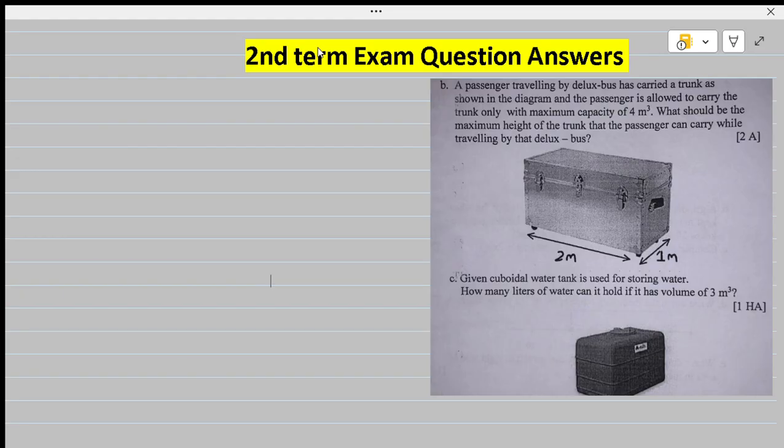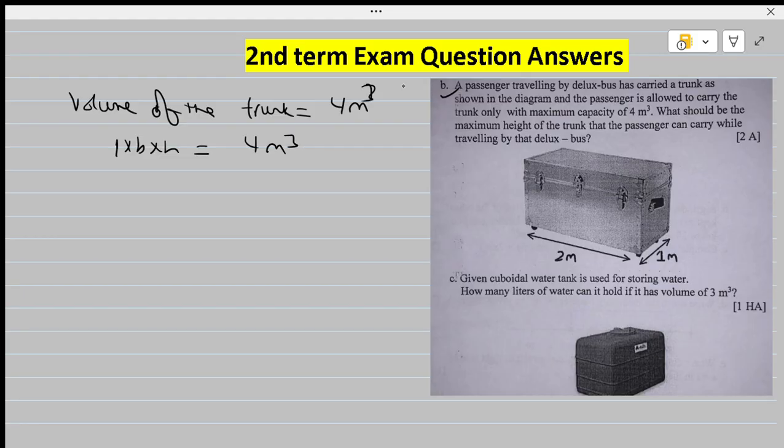So that is the volume of the trunk. What should be the maximum height of the trunk that the passenger can carry while traveling by that deluxe bus? Here we are given the maximum capacity of the trunk, 4 meter cube. It means it is the volume of the trunk. So the volume of the trunk is equal to 4 meter cube, and it's the product of length, breadth, and height, its 3 dimensions.